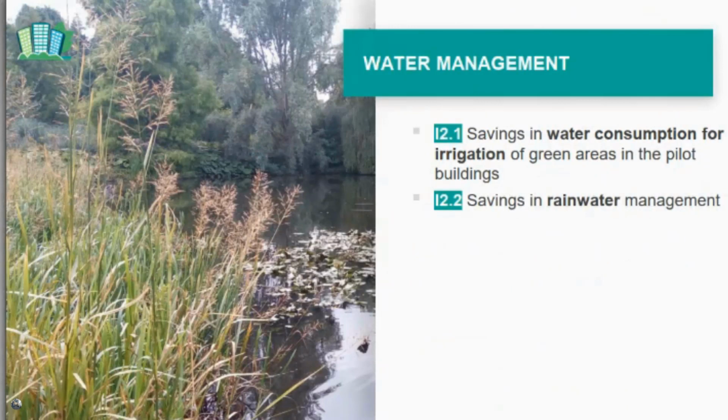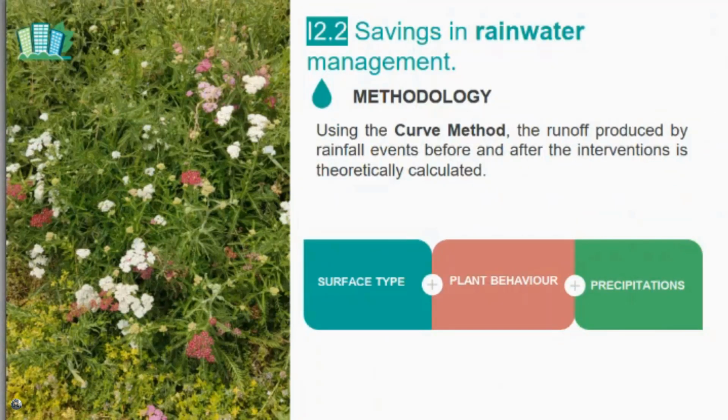Next, within the water management challenge, the methodology for calculating the rainwater management saving indicators will be explained. The second indicator refers to how the presence of the NBS influences the capture and infiltration of rainwater. We have used the curve number method, which is a widely used method to calculate the runoff produced during rainfall events. This method is very interesting as it takes into account the following factors: the absorption capacity of surfaces and the behavior of the vegetation cover.